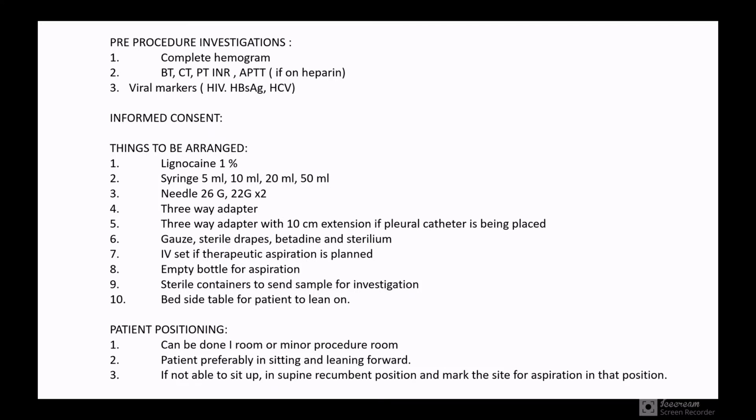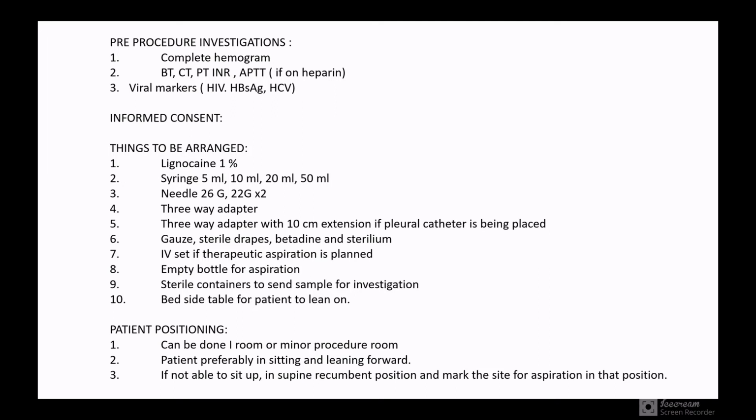What are the things we need to arrange for thoracocentesis? Lignocaine 1%, syringes of 5 ml, 10 ml, 20 ml, 50 ml depending on how much you want to take out. Needle, that is 26G or 22G. If 22G is taken, we need 2 needles. We also need a 3-way adapter, and a 3-way adapter with 10 cm extension if a pleural catheter is being placed. Gauze, sterile drapes, betadine and spirit to prevent infection. IV set if therapeutic aspiration is planned. An empty bottle for aspiration, and a sterile container to send the sample for investigation in diagnostic purposes.